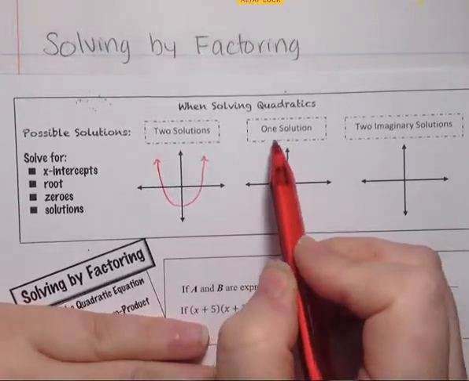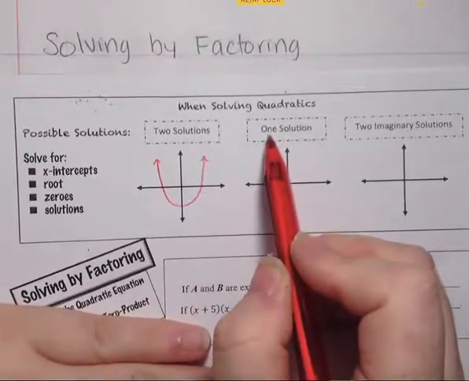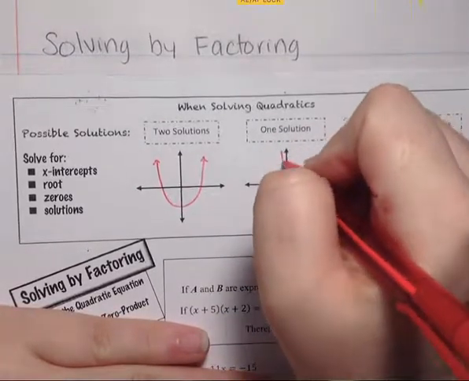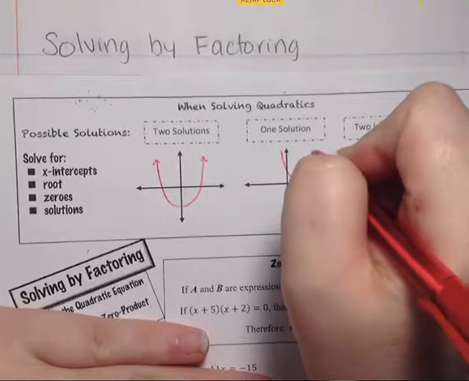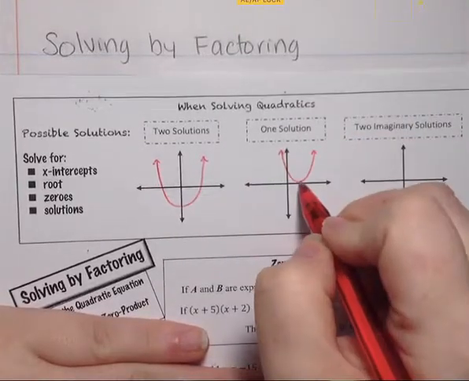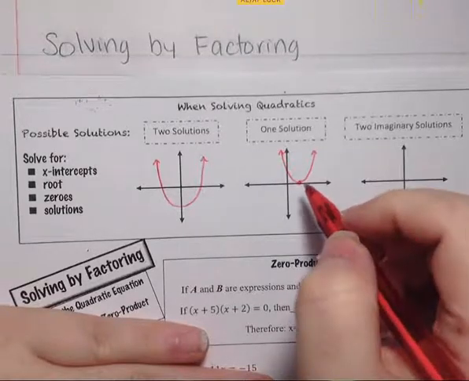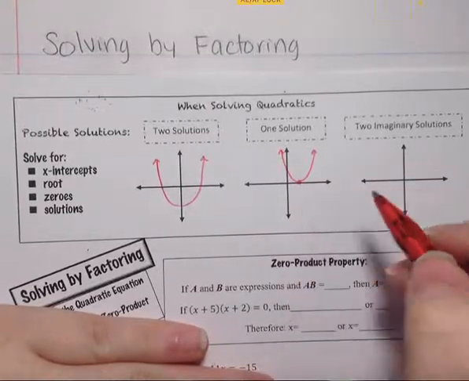A quadratic can have one solution, and that's when your quadratic bounces off of the x-axis. So your vertex is the same as your x-intercept. That's when you have a perfect square trinomial.